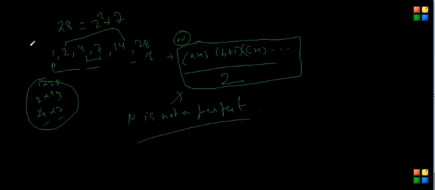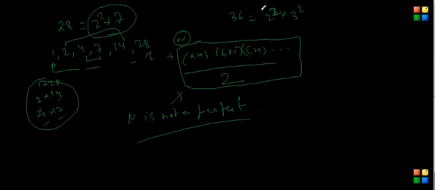Whenever a number n is not a perfect square, the total number of factors is even. Let me take an example. 36 is a perfect square, right? It's written something like this.